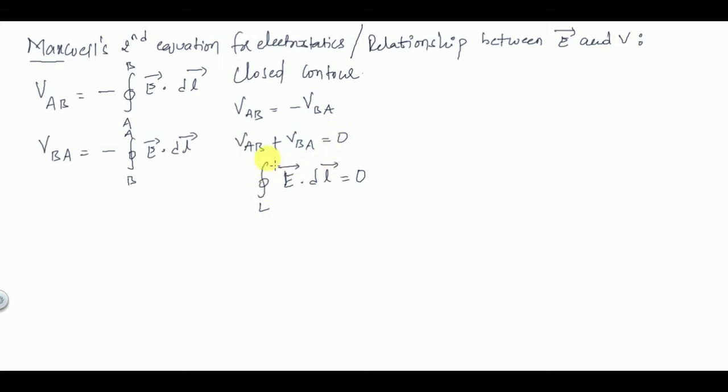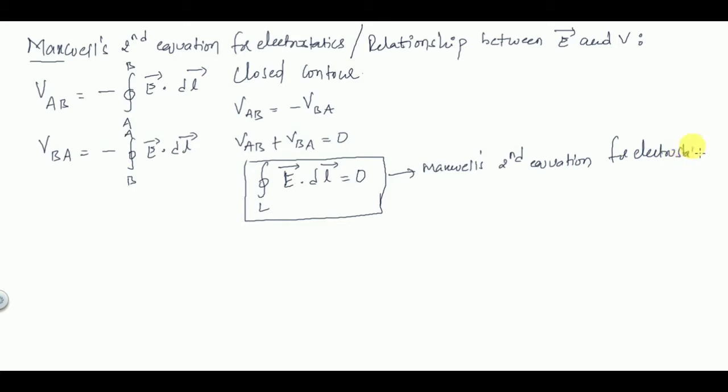So this equation is called Maxwell's second equation for electrostatics in integral form.